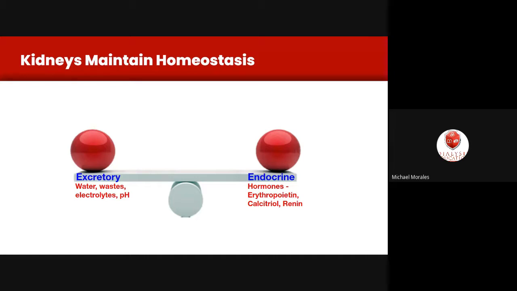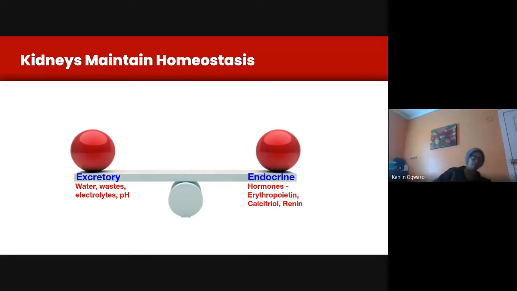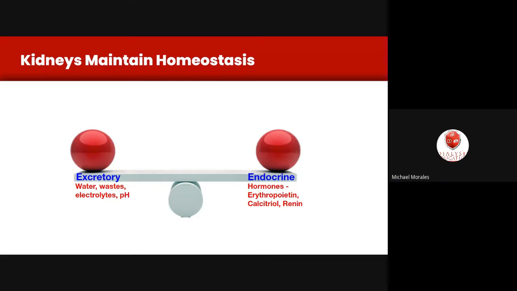and making it one. And that's what the kidneys do, they take all these functions. One word, guys, what do the kidneys do? Homeostasis. How do they do it? Through excretory and endocrine functions. What are the excretory? Water, waste, electrolytes, and pH. What are the endocrine? Erythropoietin, calcitriol, renin. Lock that in. You got to know this.